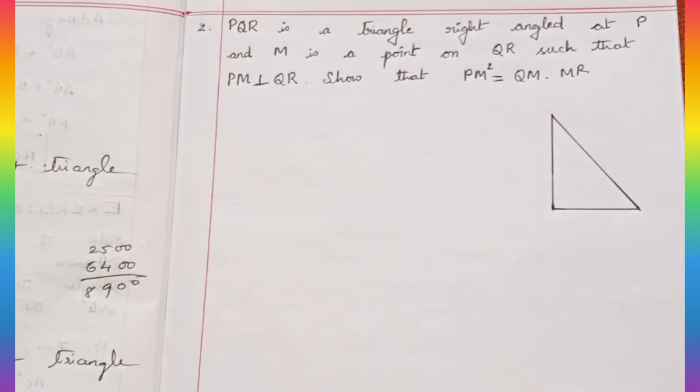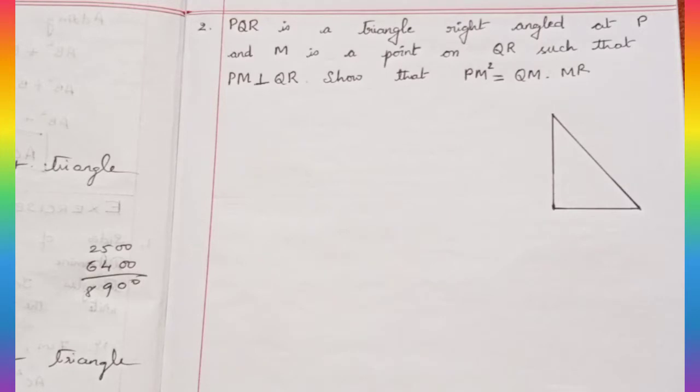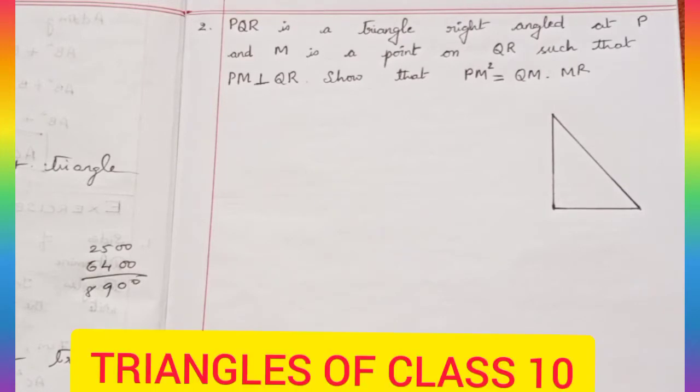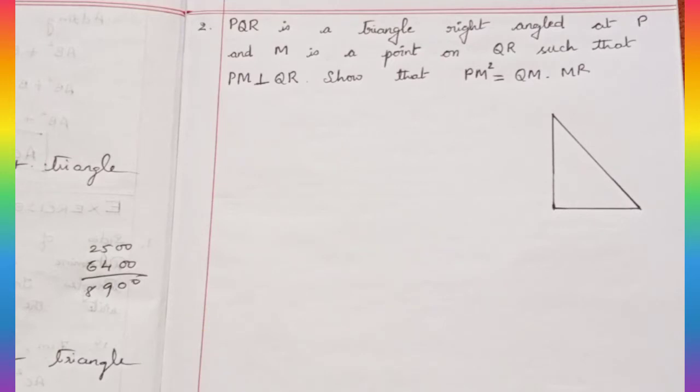Today we are solving problem number 2. The question is taken from the unit of triangles of class 10, and it is taken from exercise 6.5 in the CBSE textbook and from 2.5 in the Karnataka state textbook. The question is like this. PQR is a triangle right angled at P and M is a point on QR such that PM is perpendicular to QR. Show that PM square equals QM into MR.